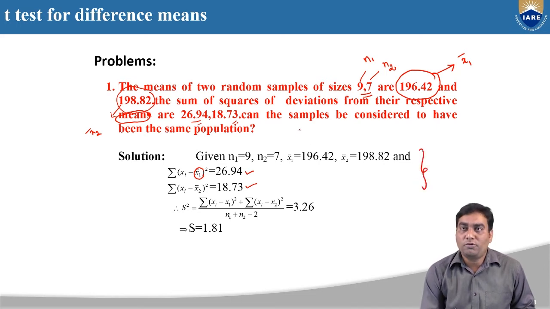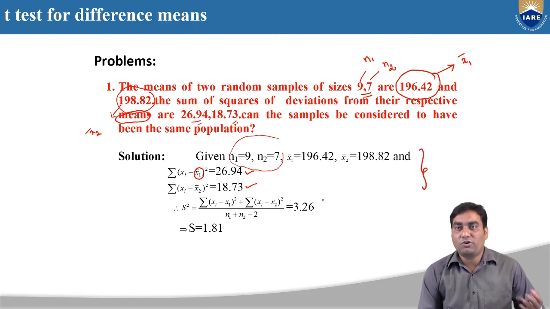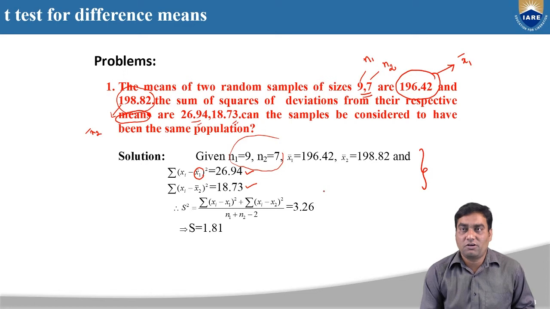Now what is the problem? Can the samples be considered to have been drawn from the same population? That means we are going to verify whether these two samples of sizes 9 and 7 have been drawn from the same population or not. According to the given data, the sample sizes are 9 and 7. That means they are small samples, and the means are given. That's why we can use t-test for difference of means.